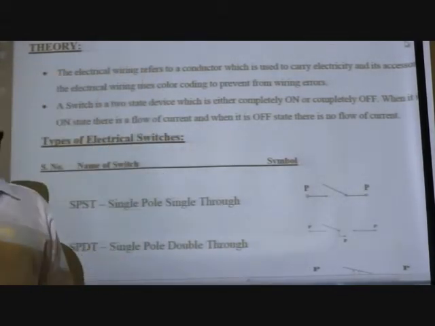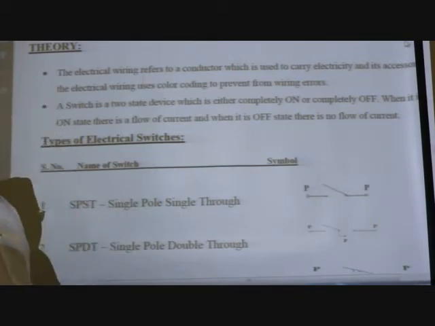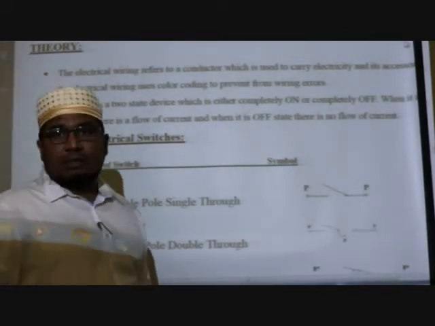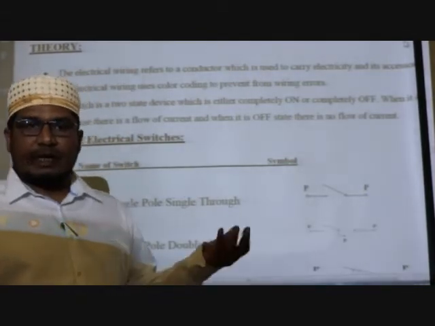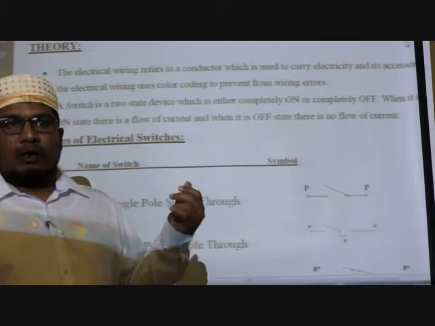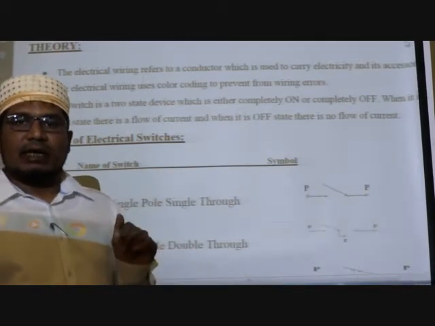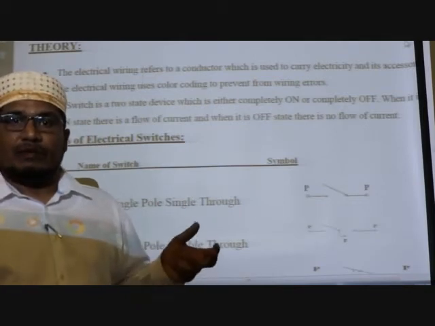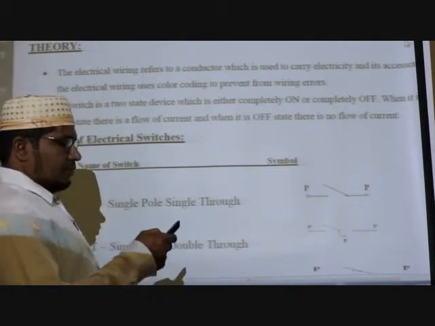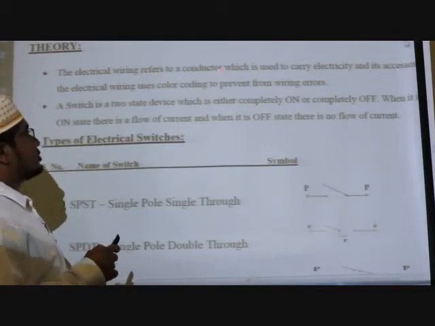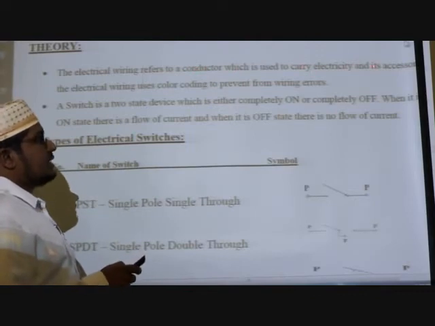What does it mean? In the previous class, on wire joints, soldering and cable preparation, what we finished is the different types of material for conductor, insulator and semiconductor. Then we studied about the wire. What do you mean by the wire? What is the meaning of the cable? So here we will study wiring, the next part. The electrical wiring refers to a conductor which is used to carry electricity and its accessories.